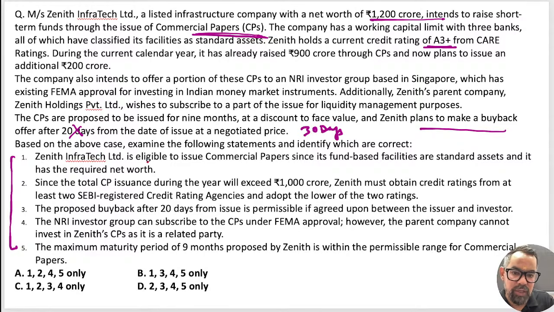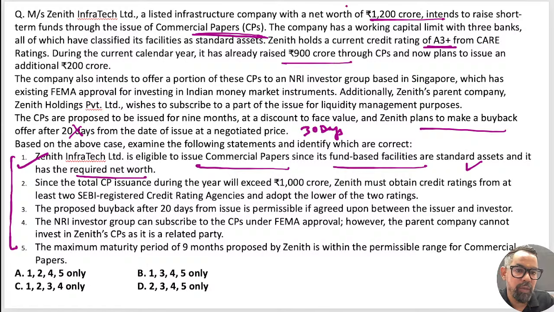So Janet Infrastructure is eligible to issue commercial paper since its fund-based facilities are standard assets and it has the required net worth, which is 100 crore and above, and they are having 900 crore rupees, right? Sorry, 1200 crore rupees. A3 rating is also positive. So since total CP issuance is more than 1000 crore, they will require credit rating from two agencies. Please do remember this particular rule.